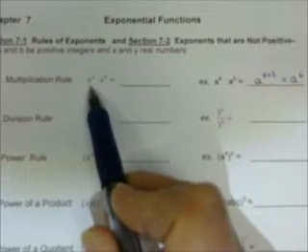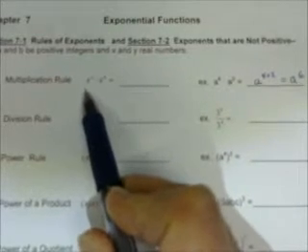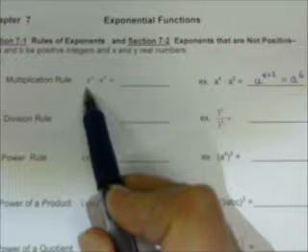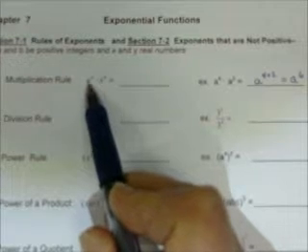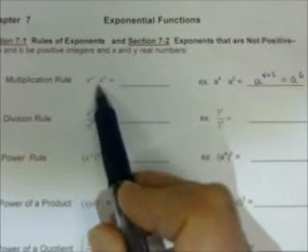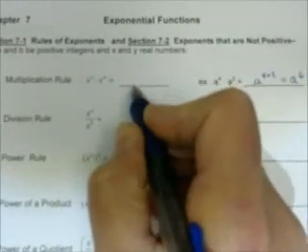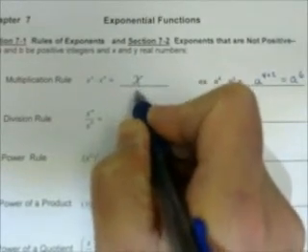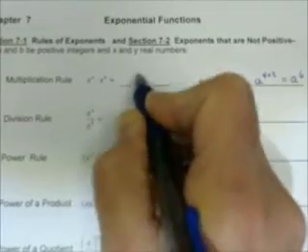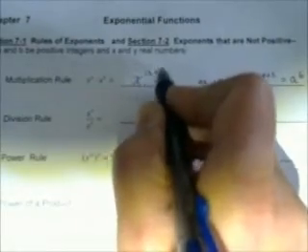So our rule is, in general, if we have a variable base of x, and we have x to the a times x to the b, that would equal x to the, we add those exponents, a plus b.